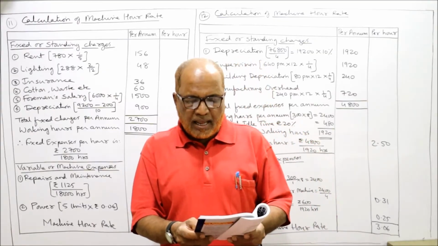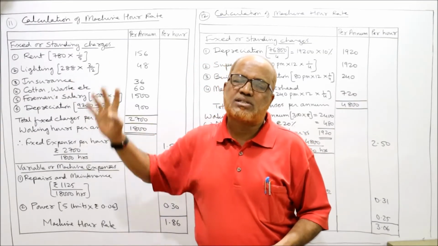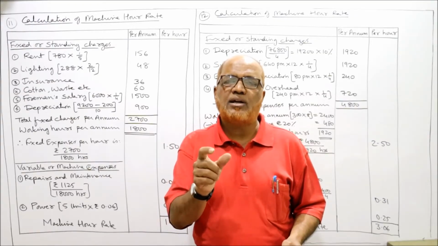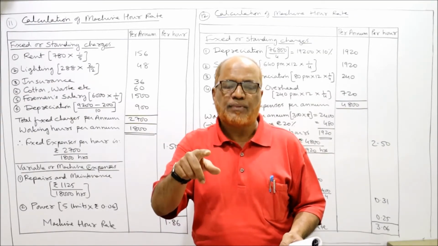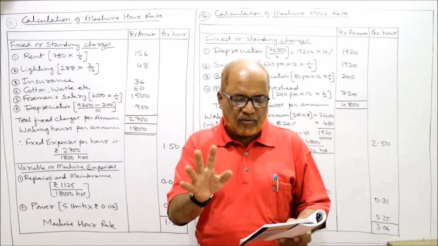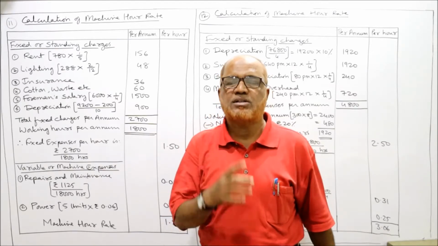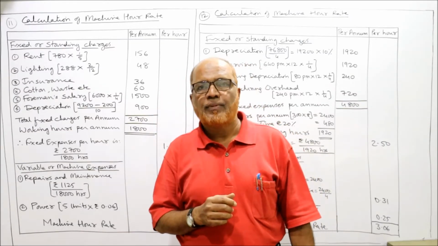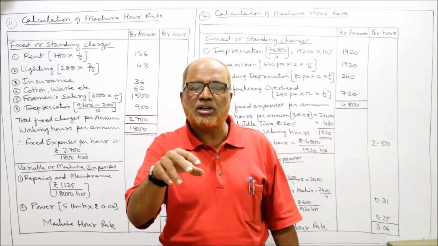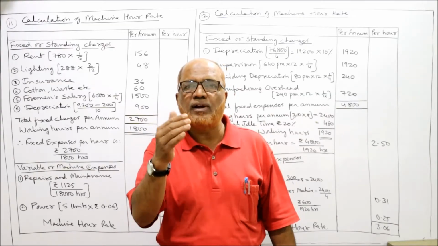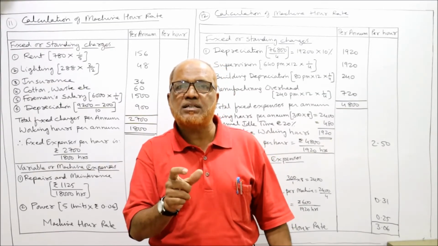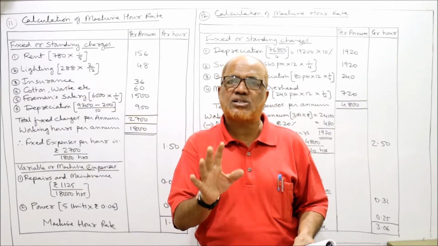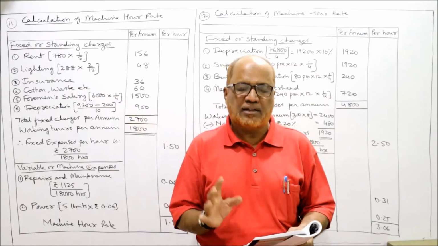Similarly, lighting. Lighting will also come under fixed charges and 288 rupees per annum for the department. Whereas out of 12 light points, 2 are for this machine. So for the whole department, 12 light points are given, but the machine takes only 2 light points. So we will take 2/12. 288 into 2/12. Then insurance for this machine, 36 rupees per annum. Directly we will take 36.